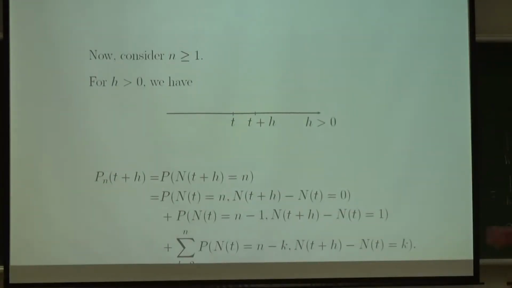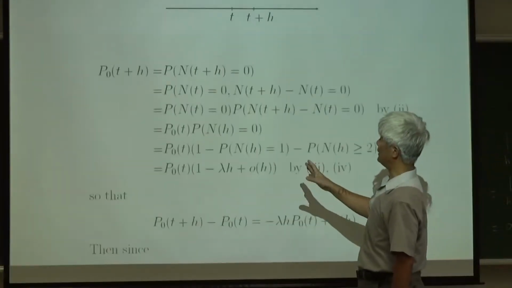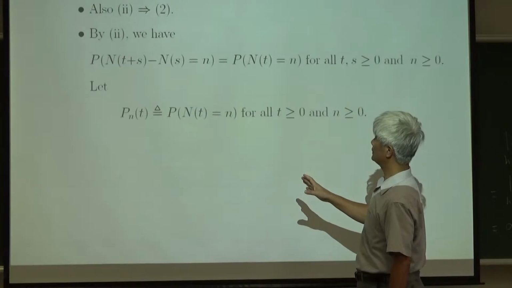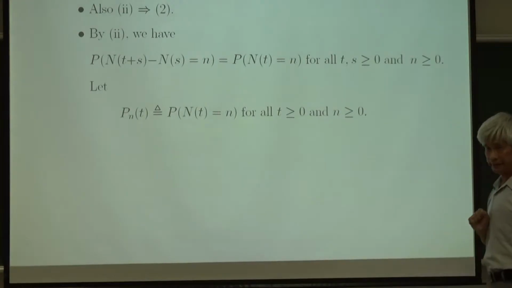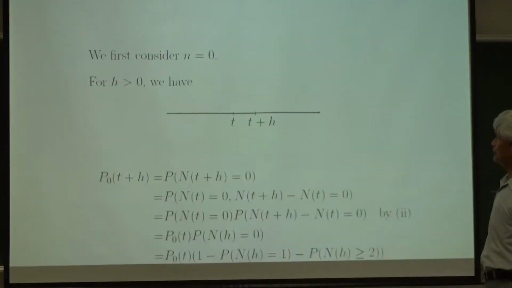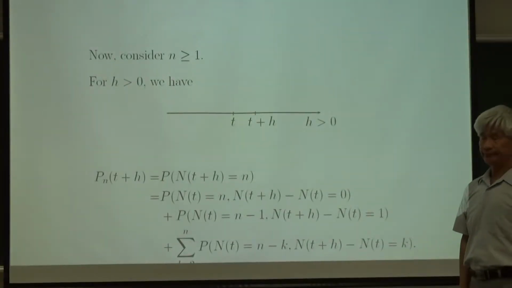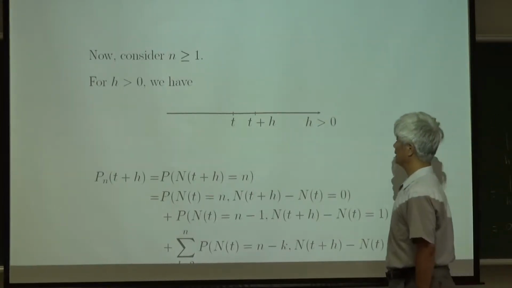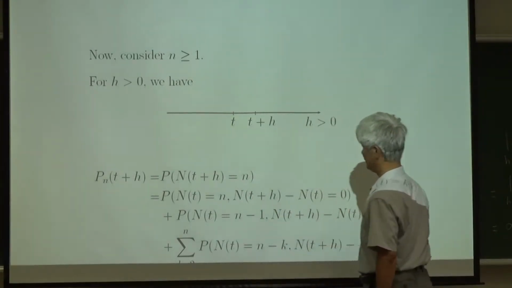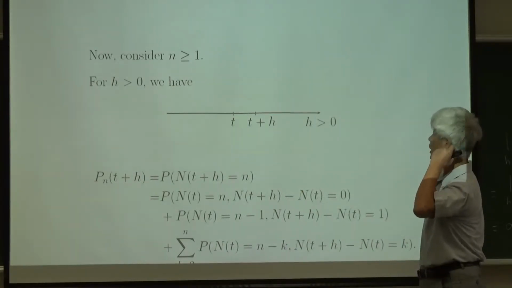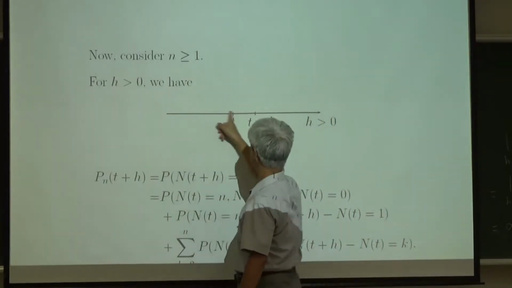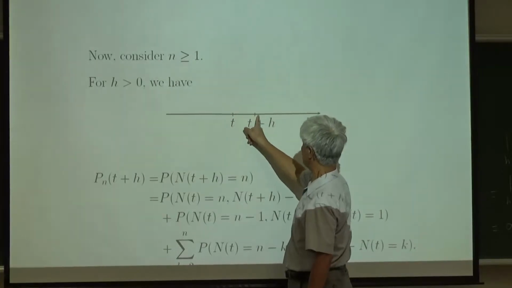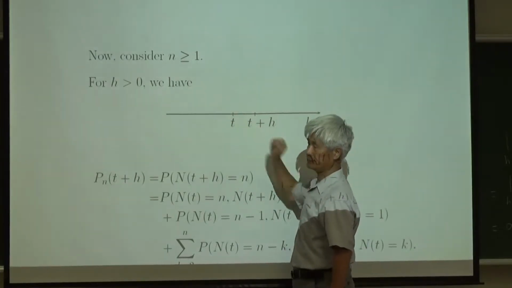Now we have already solved the problem for n equals 0. So now we have to consider n greater than or equal to 1. We hope to use induction, right? So here again h is greater than 0. Our time diagram is here, t is here, and t plus h is on the right hand side of t.